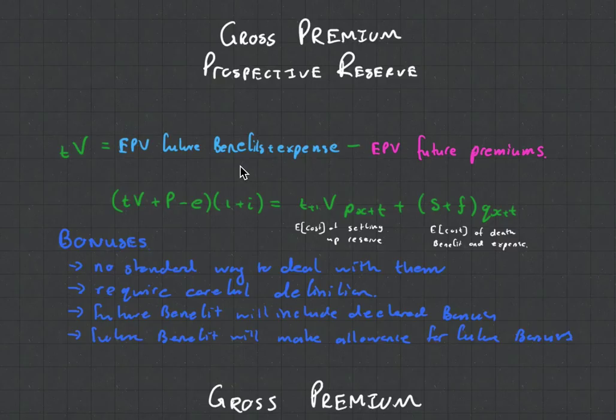But effectively, remember, reserves, the main formula you're looking at, is the expected present value of future benefits and expenses minus the expected present value of future premiums. That's the main piece of knowledge that you need to take away. And it makes sense. It's how much additional money we need to keep to satisfy our future benefits and expenses, less the premiums that we're going to be bringing in.